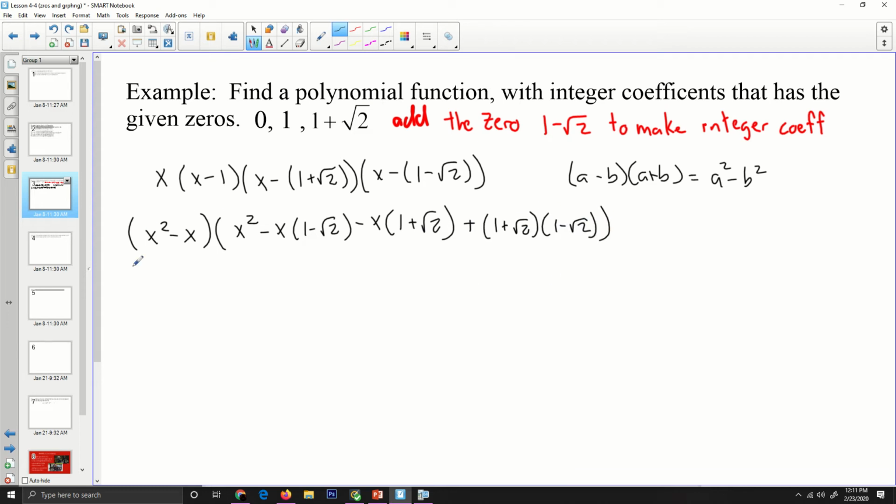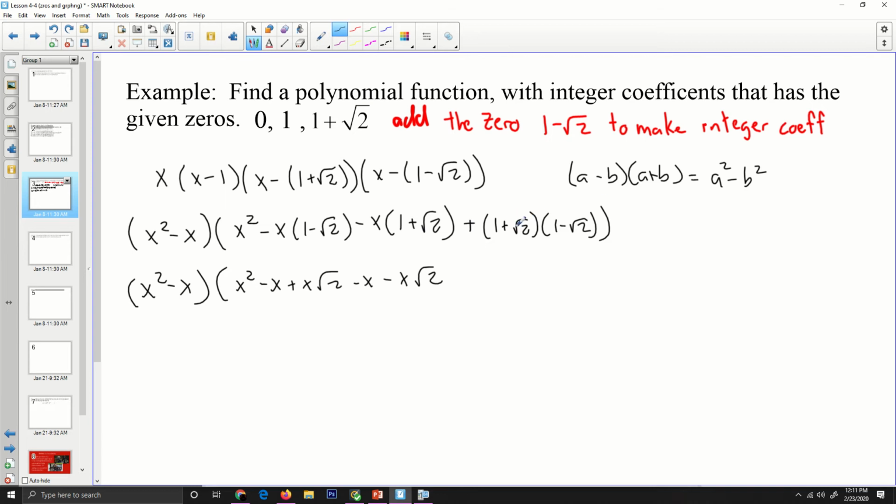Now I'm going to leave this alone for a step because I want to simplify this down a little bit before we move forward. Let's leave this x squared alone, and then let's distribute this. So negative x times 1 is negative x, and negative times a negative is a positive. That'll be x times square root of 2. Negative x times 1 is negative x. Negative times square root of 2 will be negative x square root of 2.